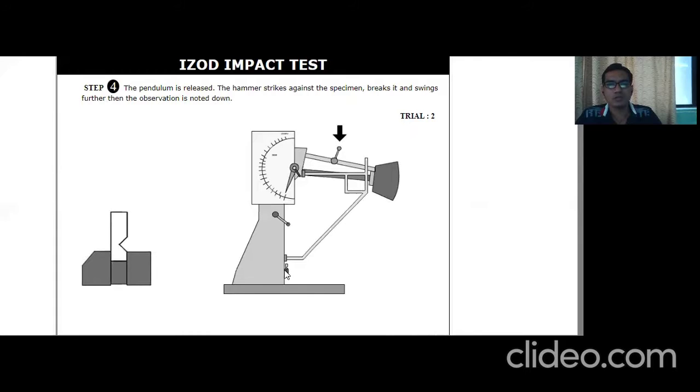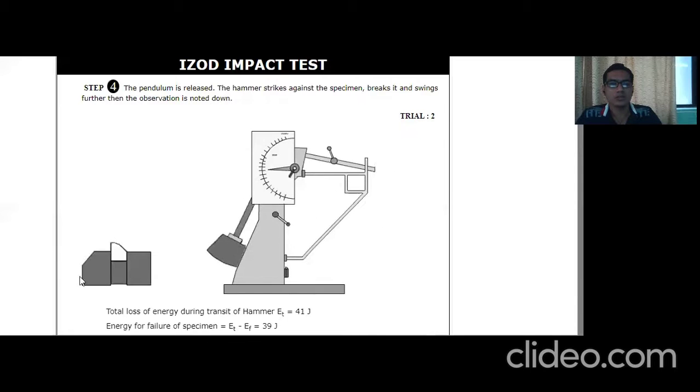So the sample is placed here onto the anvil. Then the striker is attached at the pendulum inside. Then we can release the pendulum by using this releasing lever, and we will get the result for the loss of energy due to the hammer. You can observe the specimen breaks, and the loss of energy during the transit of hammer is equal to 41 joule. So the energy for failure of the specimen is 41 minus 2, that will be 39 joule for the second trial.